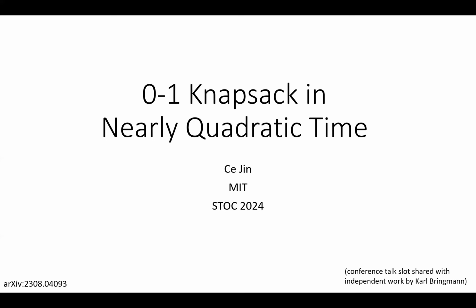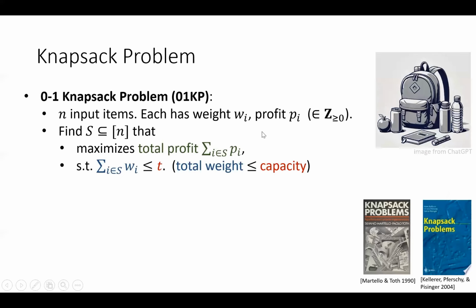In this video, I'll talk about the 0-1 knapsack problem. The 0-1 knapsack problem is a very classical combinatorial optimization problem where we are given n input items, and each item has a weight Wi and profit Pi, and all of the input numbers are non-negative integers. And the goal is to find a subset of the items that maximizes the total profit, subject to the constraint that the total weight of the items should be smaller than or equal to the capacity. And we denote the capacity by small letter t.